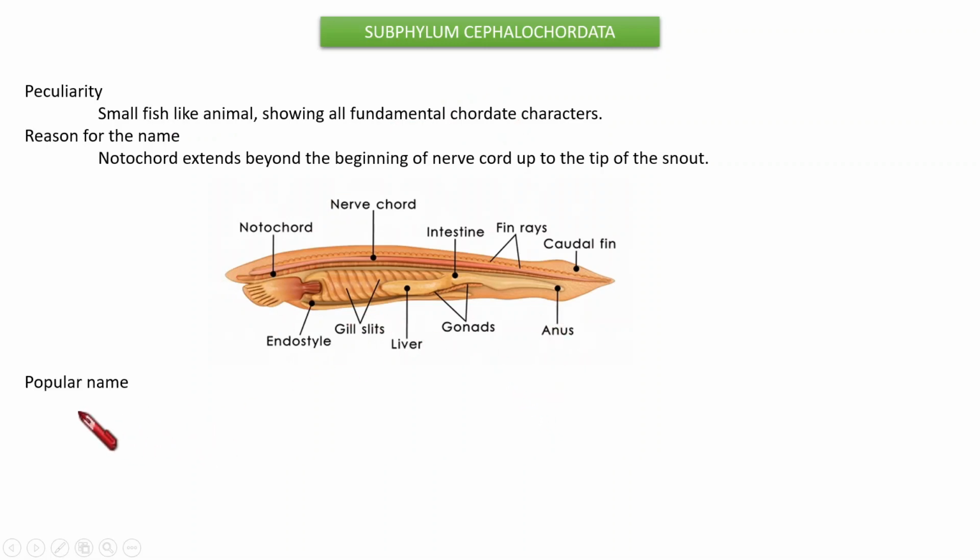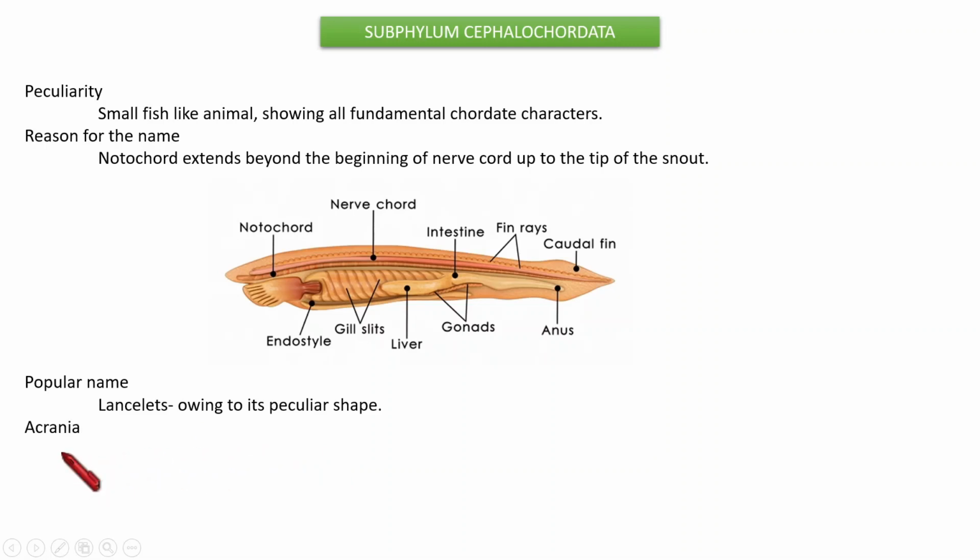And what's its popular name? Popular name of this subphylum Cephalochordata? It is called lancelets because of its peculiar shape. It has a shape similar to the lancet that we always use to prick our fingers to collect blood samples. I will show you later.